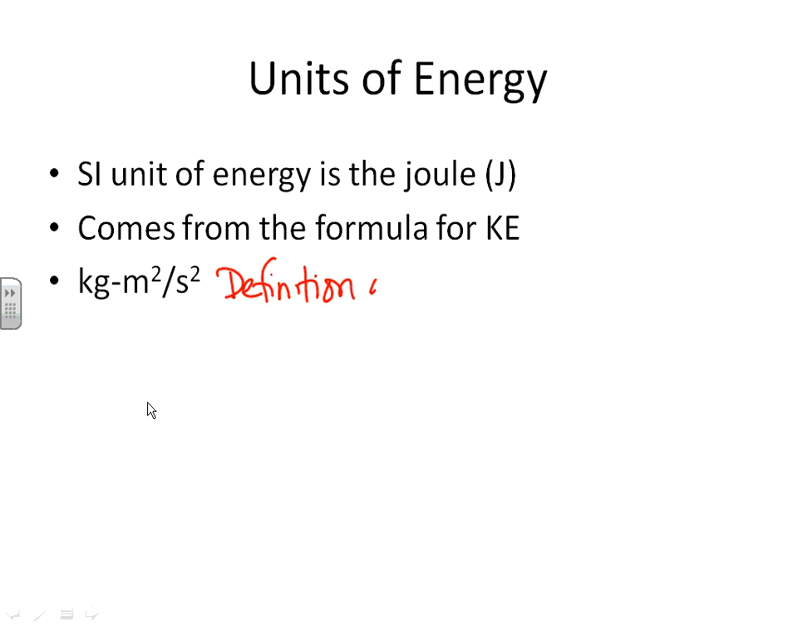And you'll notice that in the definition of a joule, we have kilogram meter squared per second squared. This is what a joule is when we're using the kinetic energy formula, that's why mass has to be in kilograms and velocity has to be in meters per second, because we're going to be solving for something in joules, and joule is defined in this way.